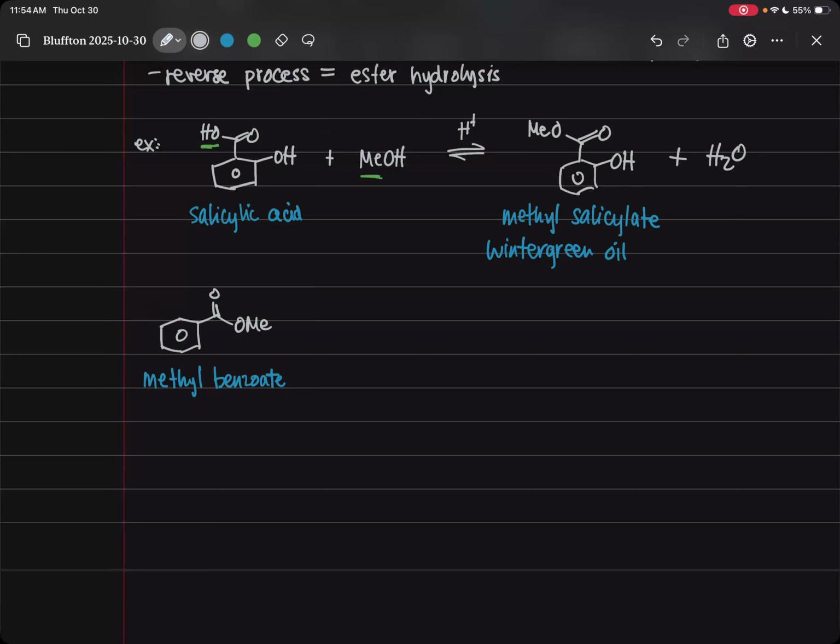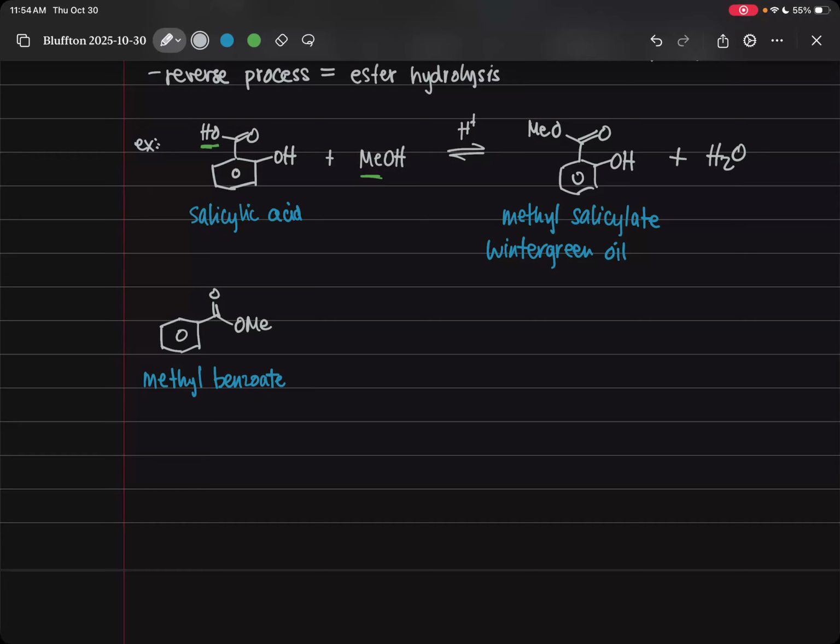So this is methyl benzoate, which actually has a pretty similar smell to methyl salicylate. In fact, it's the same molecule just without the OH group. But the methyl benzoate, I think it smells like medicine. Kind of like the wintergreen minty smell, but more like cough syrup. Hence why I picked salicylic acid.